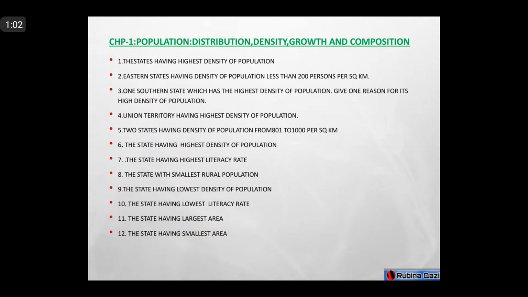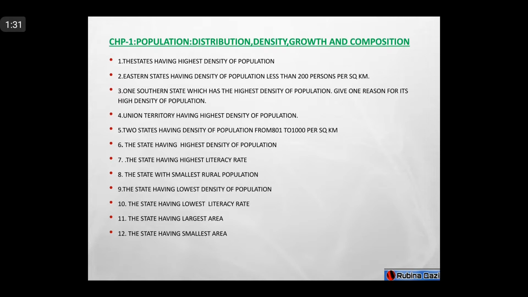From the first chapter, population, distribution, density, growth and composition, there are 12 questions which I have given you. For example, you'll have to practice the states having highest density of population, and the states having density of population less than 200 persons per square kilometer. Then union territory having highest density of population.